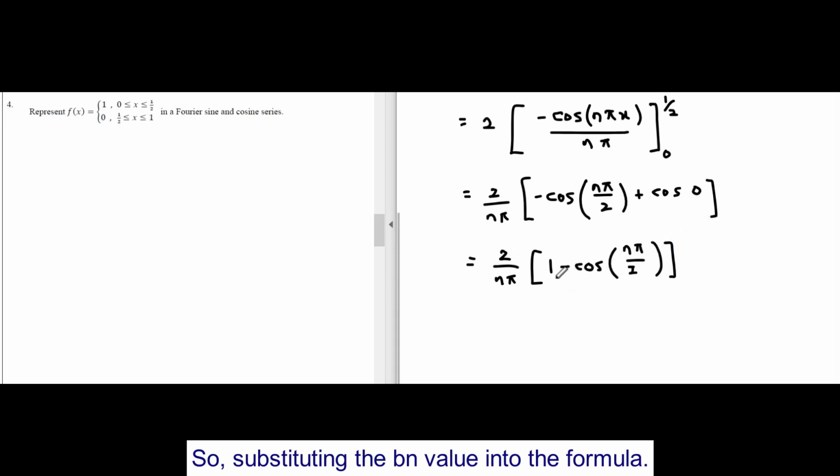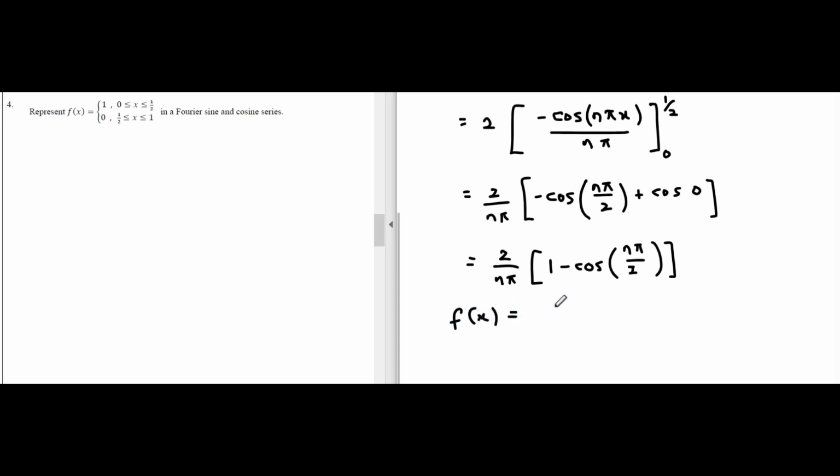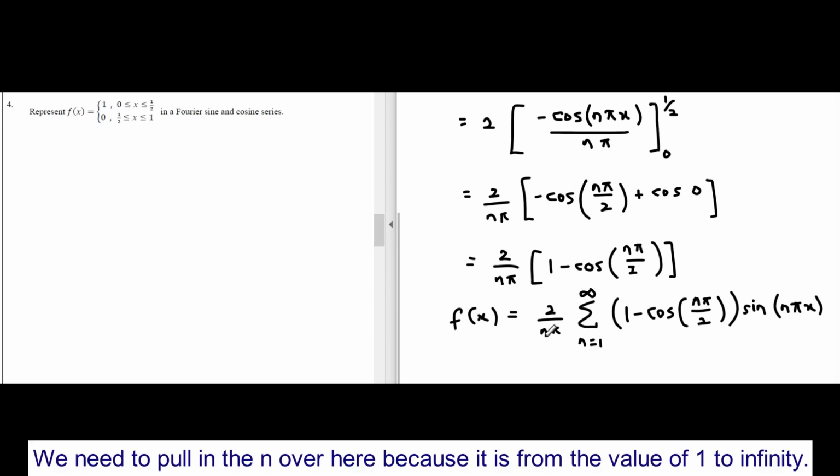So substituting the Bn value into the formula, the Fourier sine series expression is given by, we need to pull in the n over here because it is from the value of 1 to infinity.